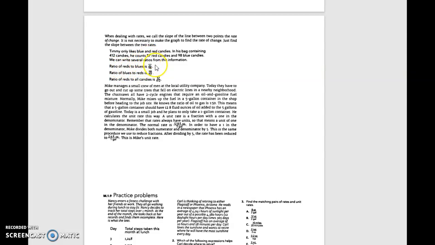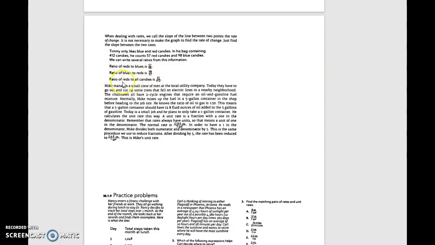So our red is 57. That's got to go on top. The first number listed has got to go on top. Second number listed has got to go on the bottom. So you're going to have 57 over 98. If we want blues to red, well, this time the blue comes first. So we got to put the 98 on top and the 57 on the bottom.